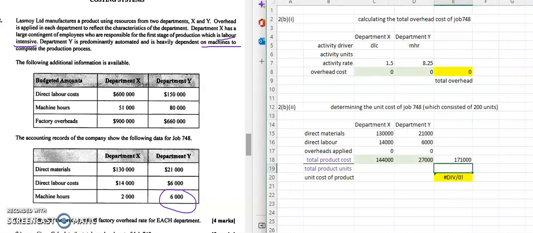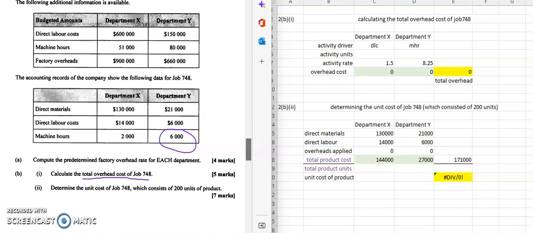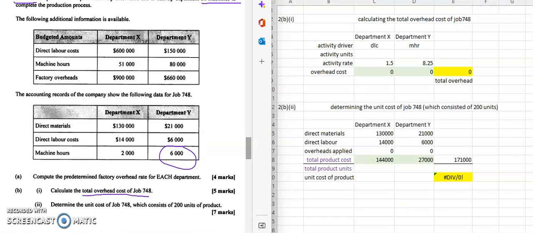Now B is asking us to calculate the total overhead cost for job 748. So this is job 748 here. And we want the total overhead costs for the job. Now I've transferred the rates that we just calculated into my answer sheet. So the activity rate. And we know to find the overhead cost, we just got to multiply the number of units used up by the particular job times the rate.